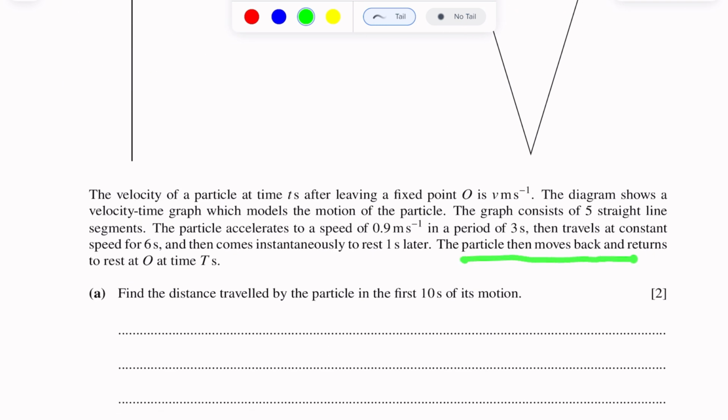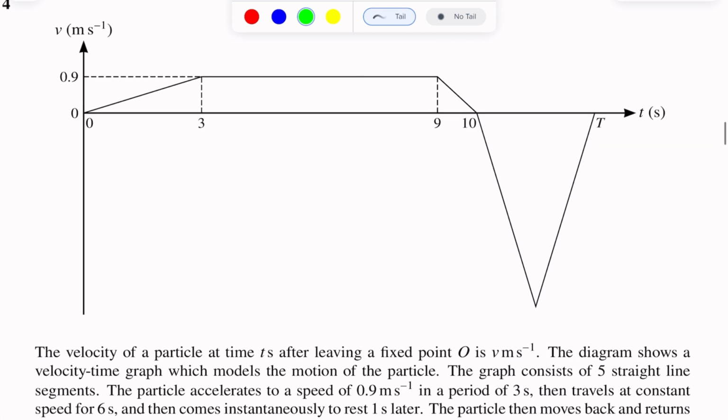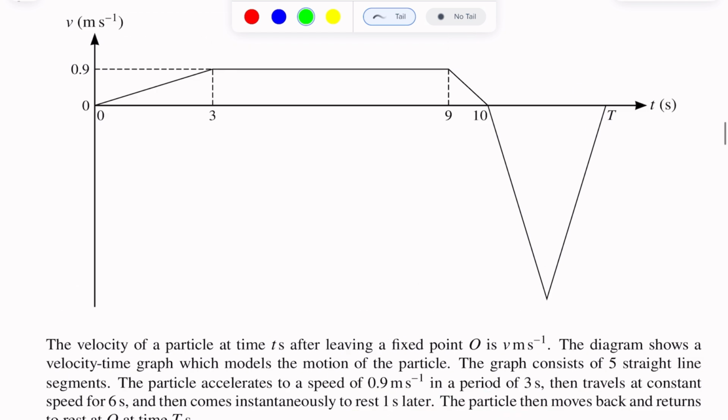The particle then moves back and returns to rest at O at time t seconds. The graph that lies below the x-axis, this is a rectangle, this is a triangle, shows that the particle moves back and returns to rest at O at time t seconds. Find the distance traveled by the particle in the first 10 seconds of motion.